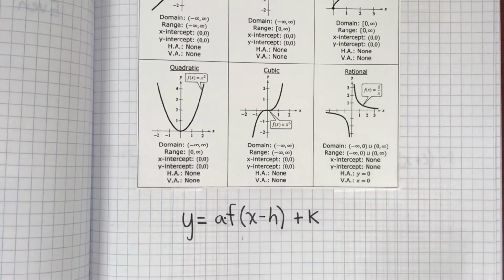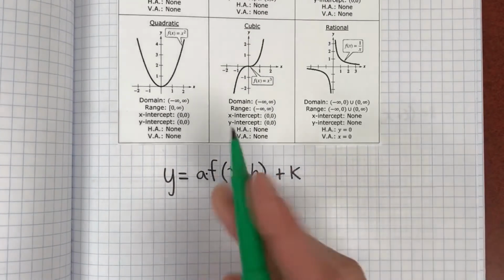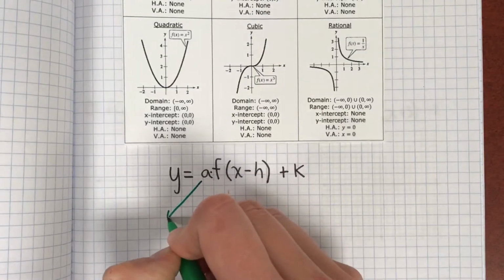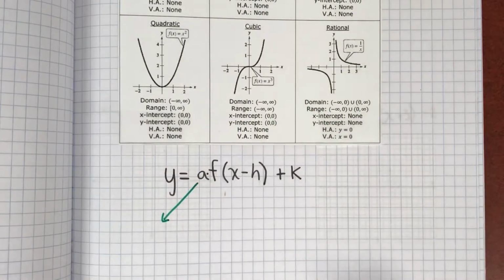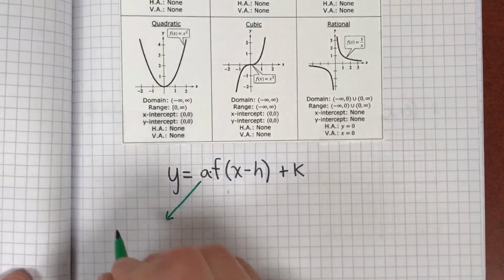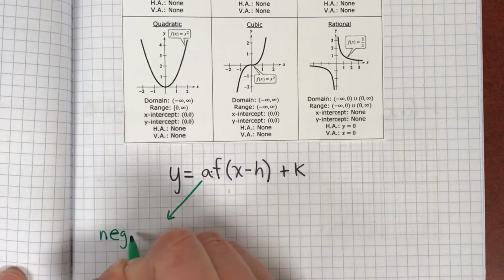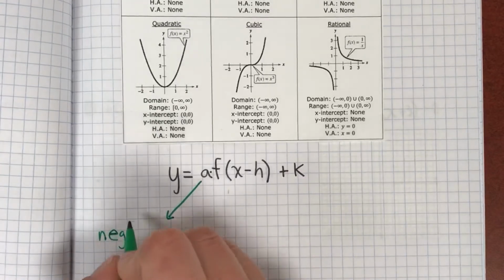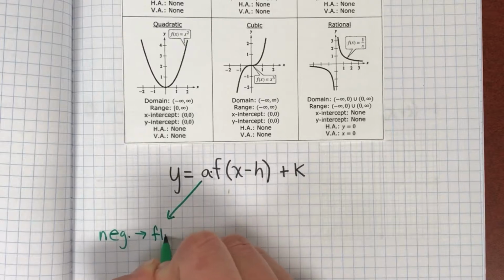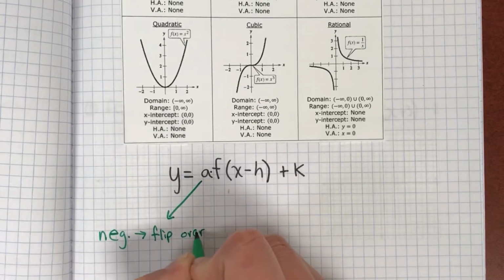So now, if we're going to be looking at the transformations of these parent functions, this is kind of our main form that we're going to be looking at, and we're going to analyze what all of these mean. So first of all, our A represents a vertical flip, all right? If it is a negative number, so let's write, okay, if it's negative, it's going to flip over the x-axis.